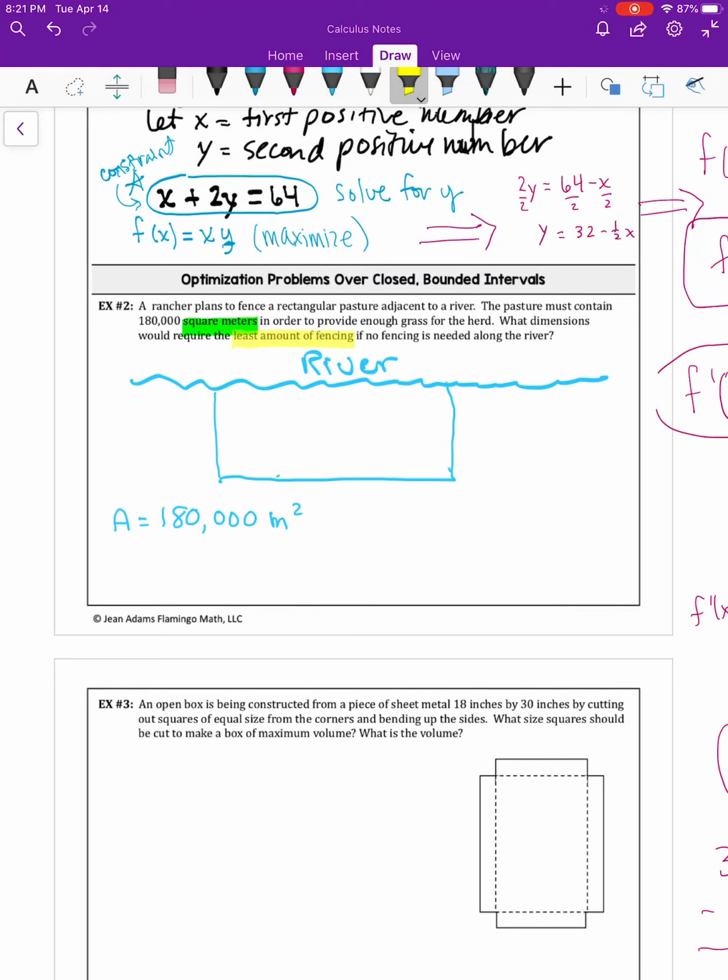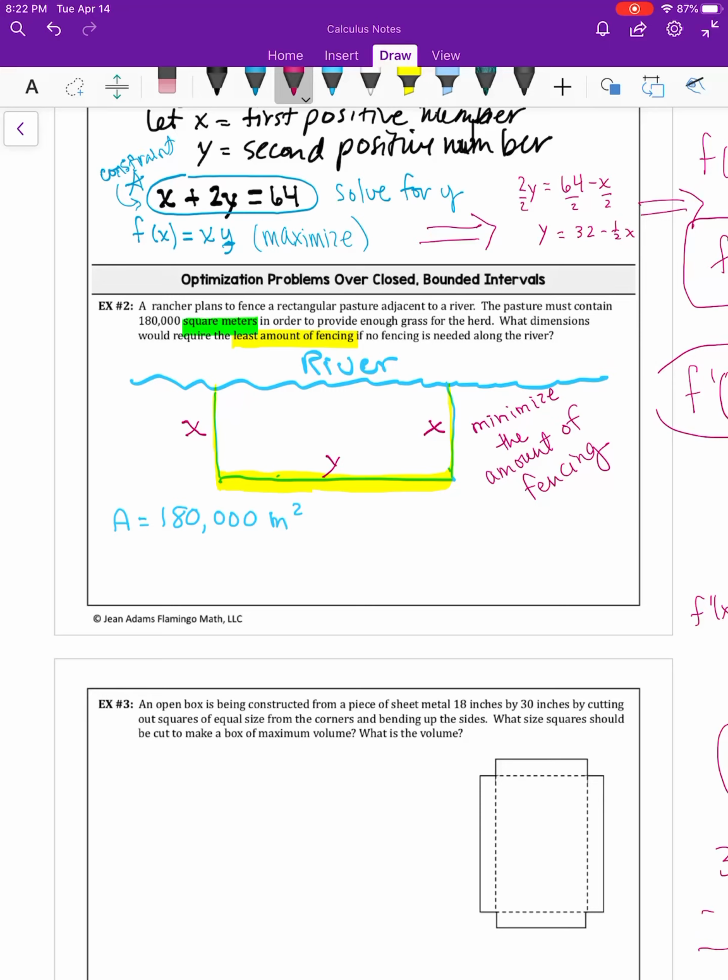What dimensions would require the least amount of fencing? When you see least amount of fencing, you're thinking, okay, my fencing is going to go here, here, and here, and I want to minimize that. So we're going to minimize the amount of fencing.